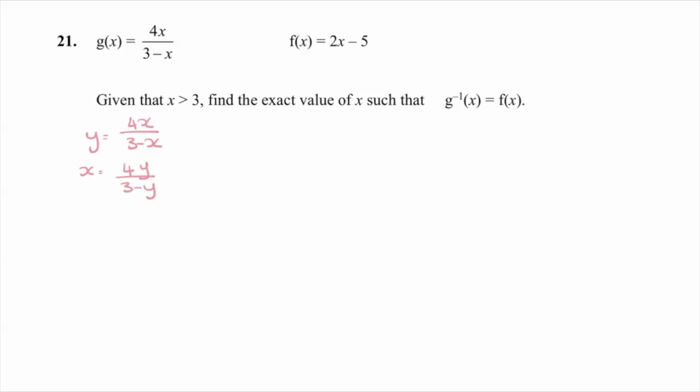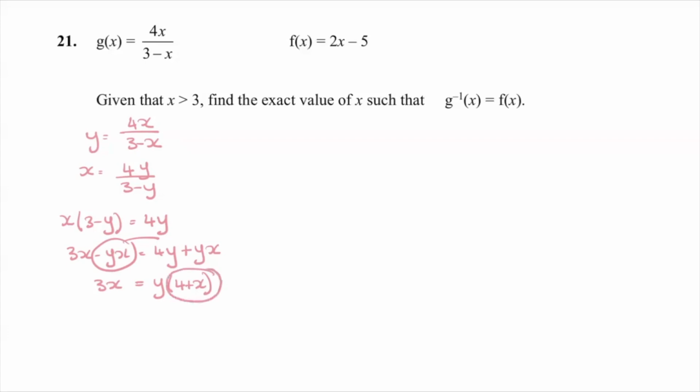And now I want to rearrange what I've written so that I get y back on its own. So I'm going to have x times 3 minus y equaling 4y. I'm going to expand, and then I'm going to bring those y's so that they are together. I'm going to factorize the y out. I've still got my 3x on this side. And then I can just bring all of this across. y is being multiplied by 4 plus x. So I can bring all of this across. And then I've got my 4 plus x landing as a divide. So the inverse is 3x over 4 plus x.